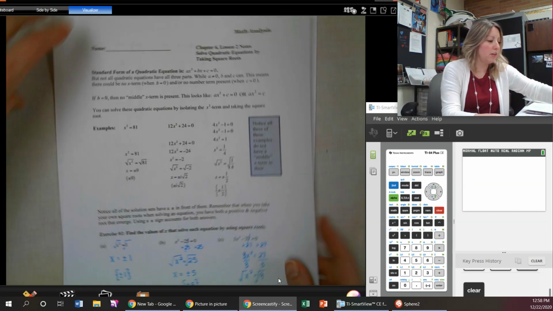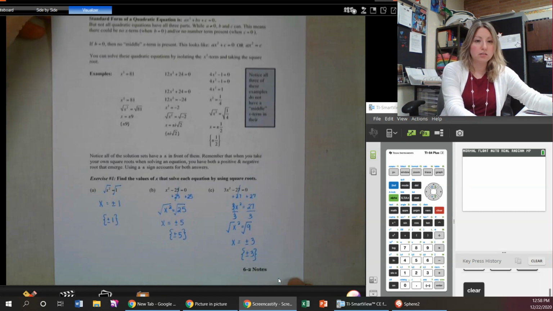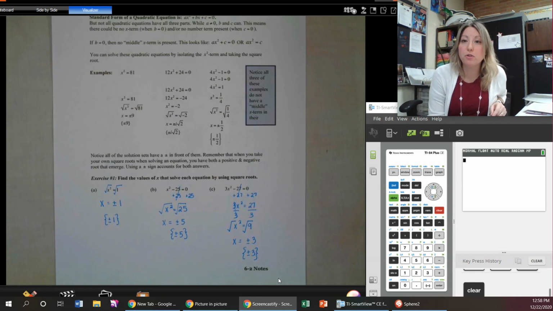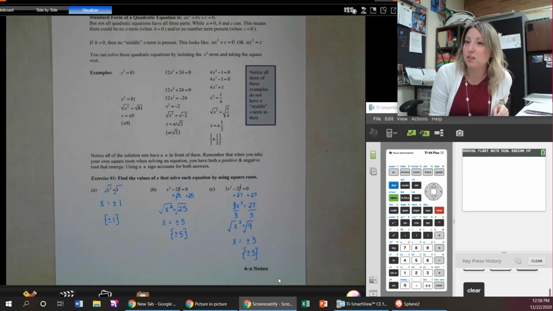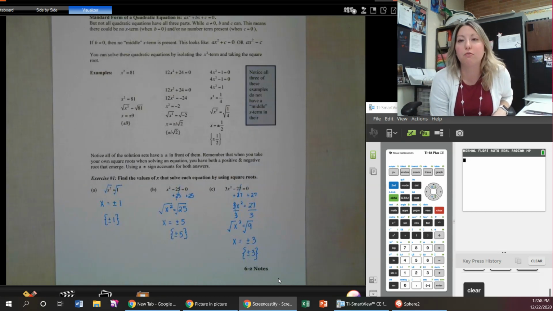Alrighty, guys. This has been Chapter 6, Lesson 2 notes. Good luck. I am sure you will do wonderfully, but don't forget, when you are taking the square root of both sides, you put that plus and minus in front of the answer. That is going to be important in all of our subsequent lessons at this beginning of Chapter 6.